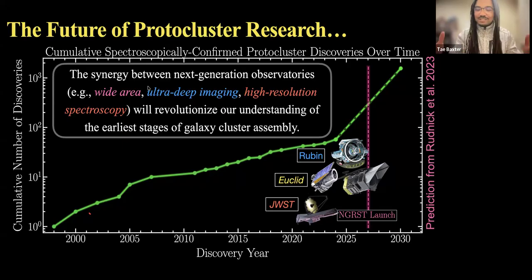To answer some of these questions that I talked about before: how do the most massive galaxies form? When does environment start to impact galaxy evolution? When does the intracluster medium start to form? And so on and so forth.